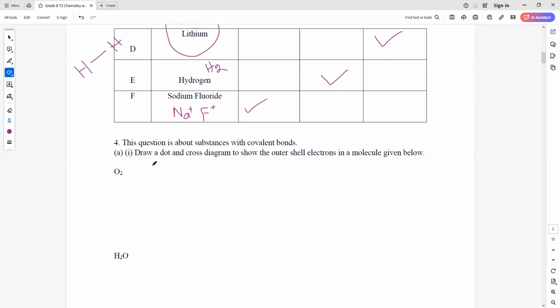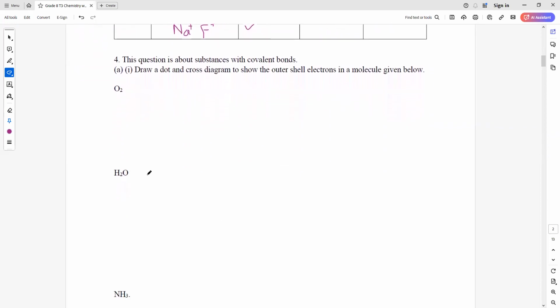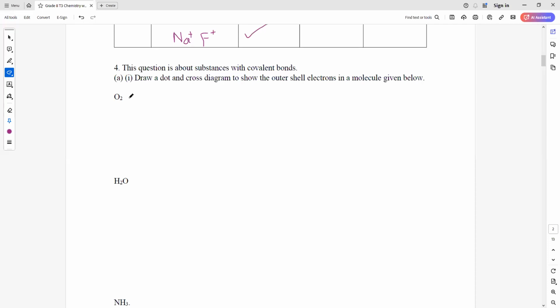Now, this question is about substances with covalent bonds. Draw a dot and cross diagram to show the outer shells of electrons in the molecule given below. I think we have already discussed this question. Here you have to carefully read the question. This question is about substances with covalent bonds, so all are covalent bonds. For covalent bonds, we can draw the Lewis structure, otherwise we can say dot cross diagram, to show their outer shell electrons. You don't need to draw all the electrons in all the orbitals. You should only draw the outer shell electrons.